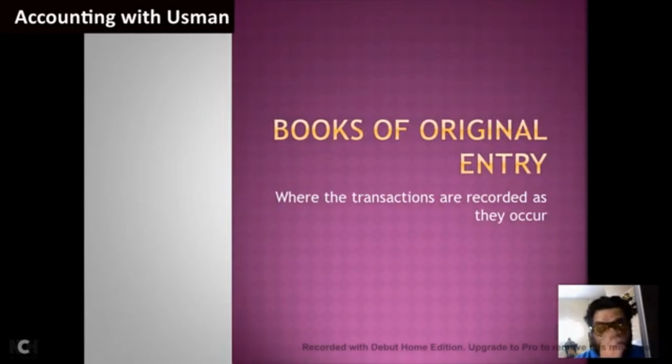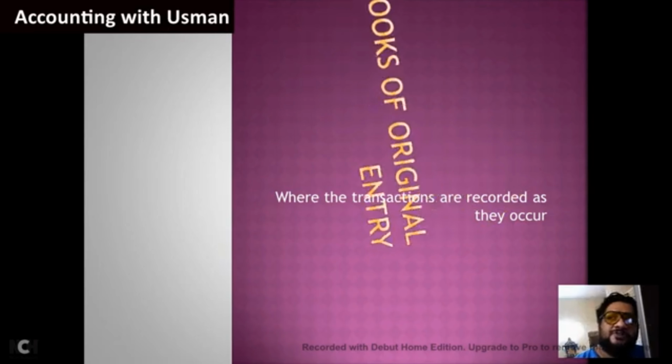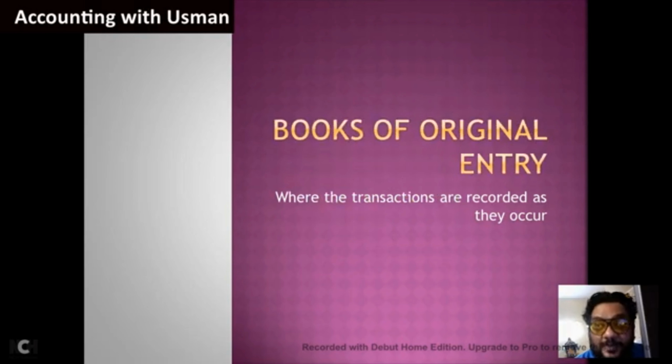This video is basically for O-Levels and it is also fruitful for AS. We are going to talk about the books of original entry. So what are the books of original entry? Looking at the definition, it says that all transactions are recorded as they occur. Whenever a transaction has occurred, you're going to record it in the books of original entry primarily, and then they get posted to the ledgers and so forth.